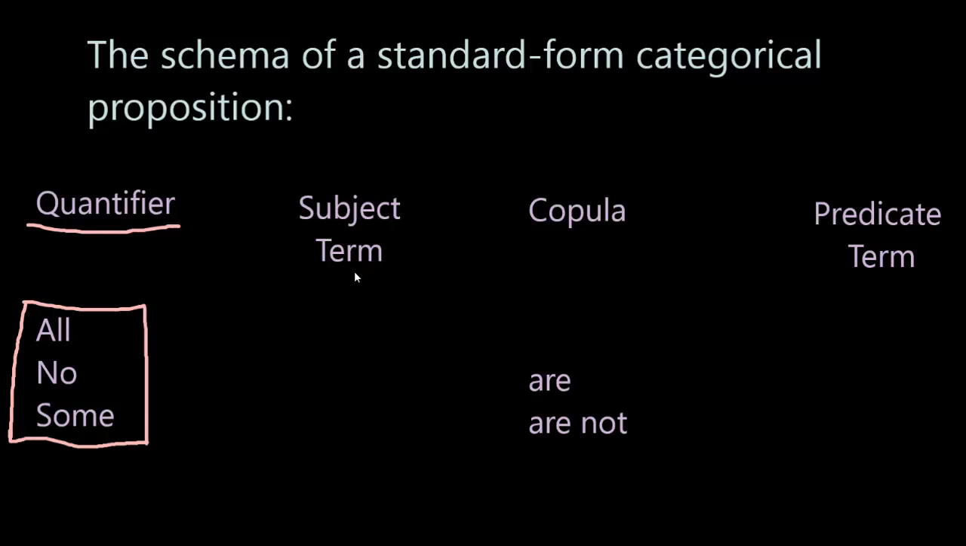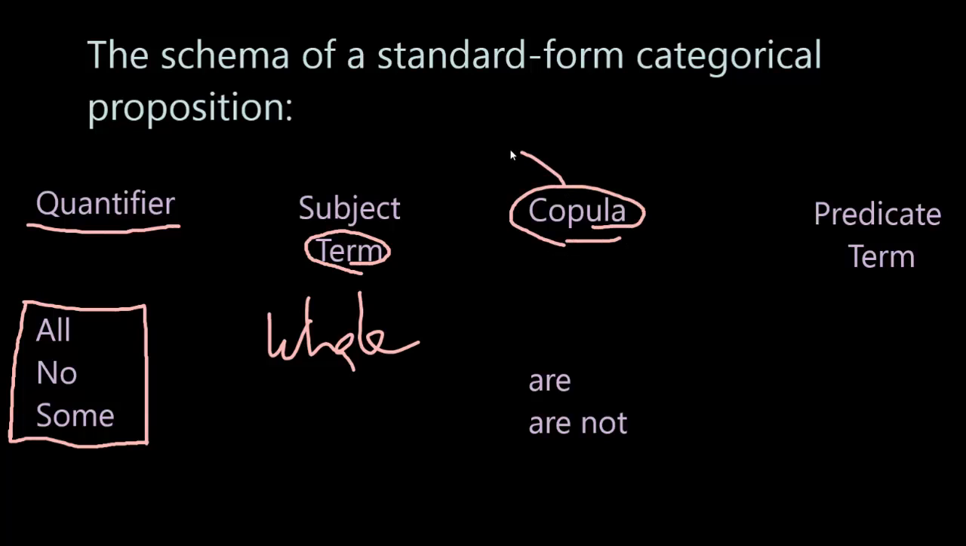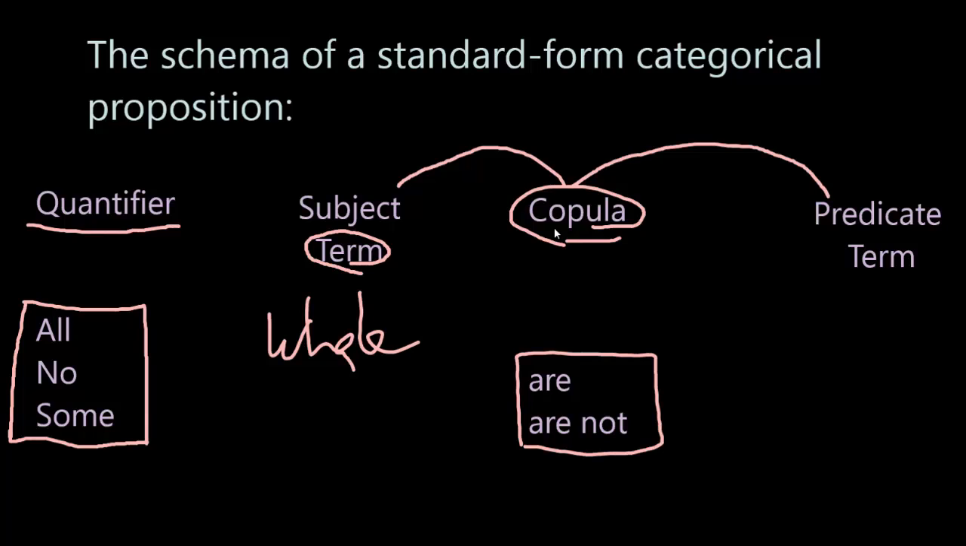Then we'll have a subject, which will be a term of some sort. The example I just used had whale as its subject. The copula is what connects our subject and our predicate. It couples them together, and it'll be a form of to be. Our textbook stipulates that we'll only be using two copula, are and are not.